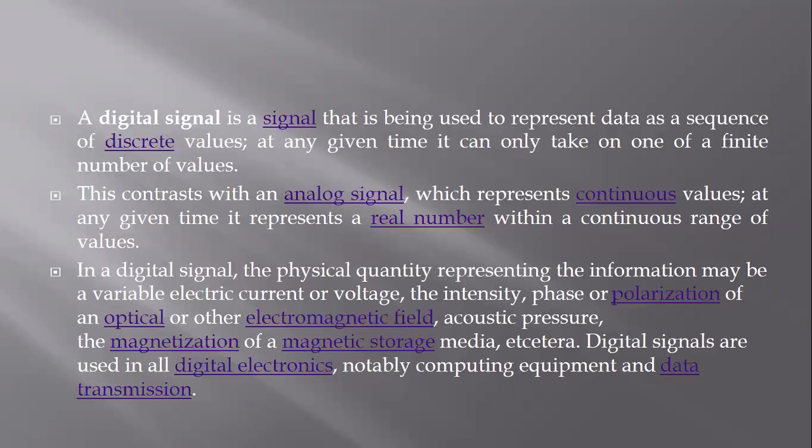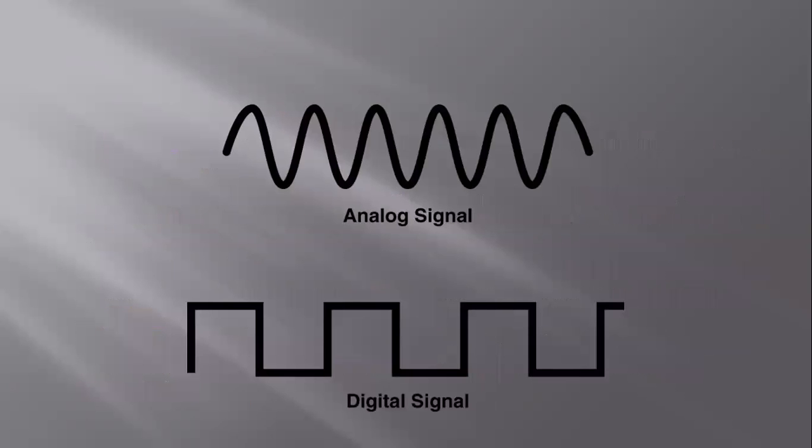In a digital signal, the physical quantity representing the information may be a variable electric current or voltage, the intensity, phase, or polarization of an optical or other electromagnetic field, acoustic pressure, the magnetization of a magnetic storage media, etc. Digital signals are used in all digital electronics, notably computing equipment and data transmission. Now that we have understood an analog signal and a digital signal, this is how they both basically look.